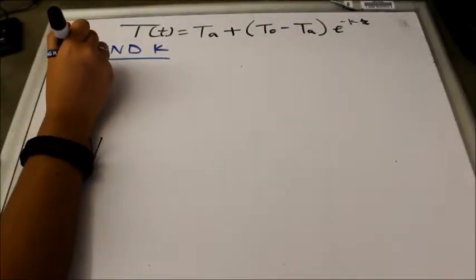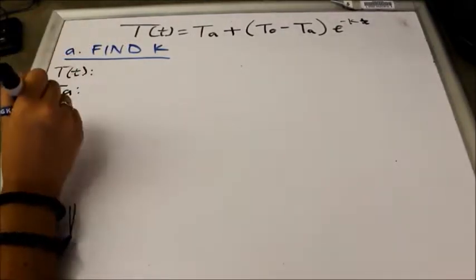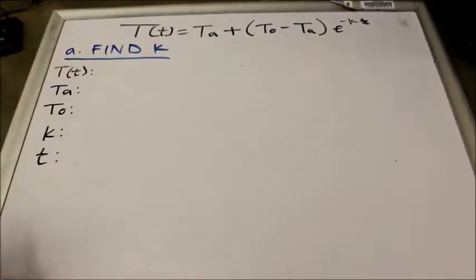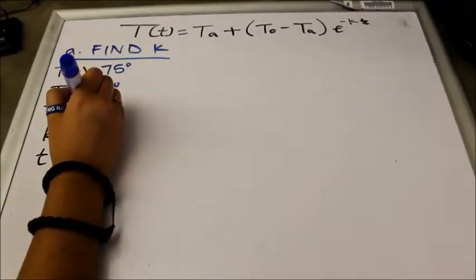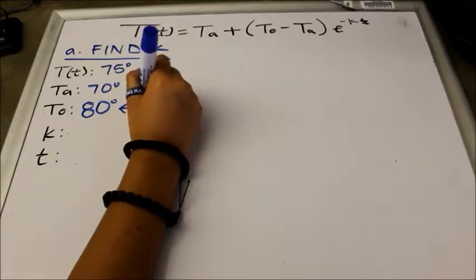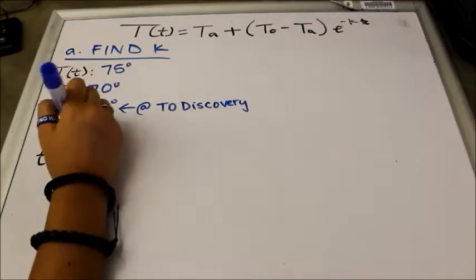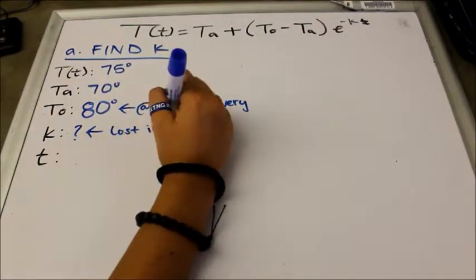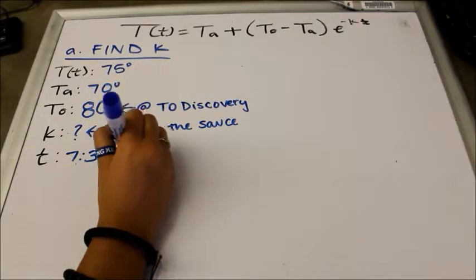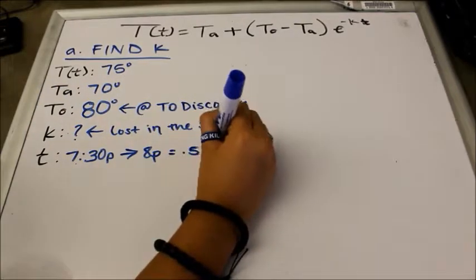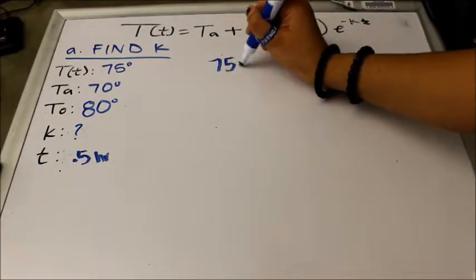First, determine the value attached to each part, which goes as follows. Big T of little t is 75 degrees because at 8 p.m. the temperature of the body is 75 degrees. TA is 70 as the room is kept at a constant 70 degrees. TO is 80 degrees because that is the temperature at which the body was found. We are solving for K, so currently it is lost in the sauce, and little t is 0.5, as the time lapse between 7:30 and 8 p.m. is 30 minutes, which is 0.5 of an hour.